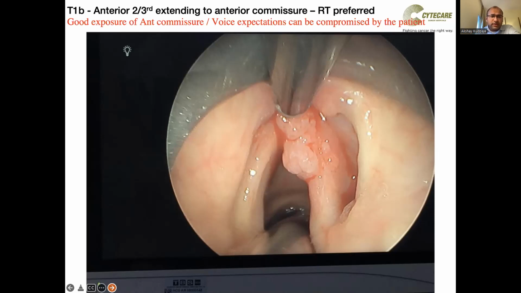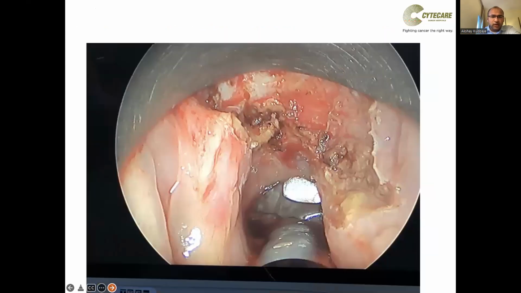So T1B is a situation where there's a bit of controversy whether these are ideally treated with transoral laser surgery or radiotherapy. However, if the patient has a good exposure under general anesthesia on suspension laryngoscopy, and if the patient is willing to compromise on the voice results, probably again it needs to be discussed with the patient, and then decide to go for transoral laser surgery.